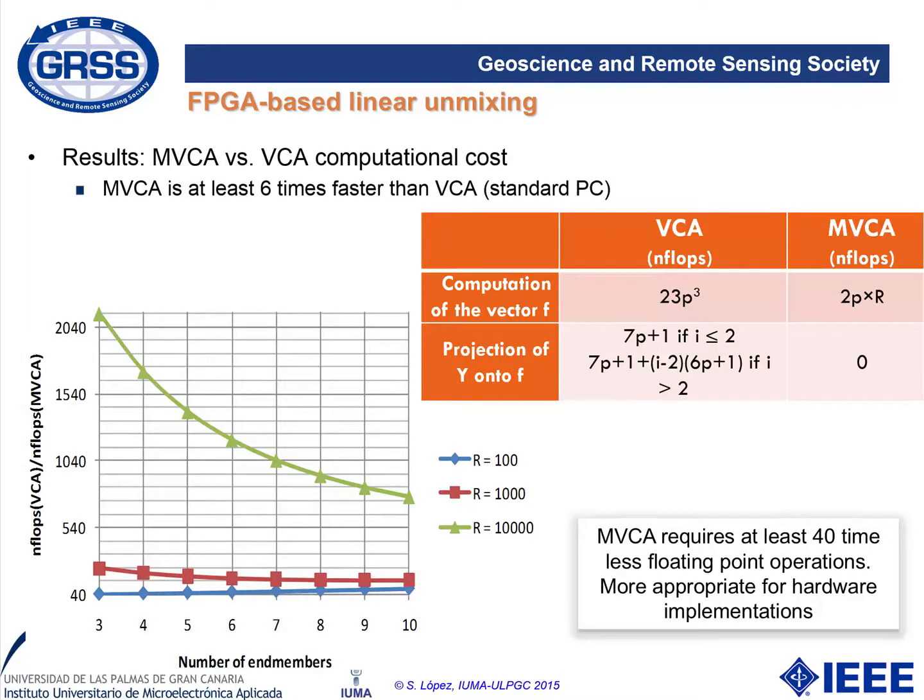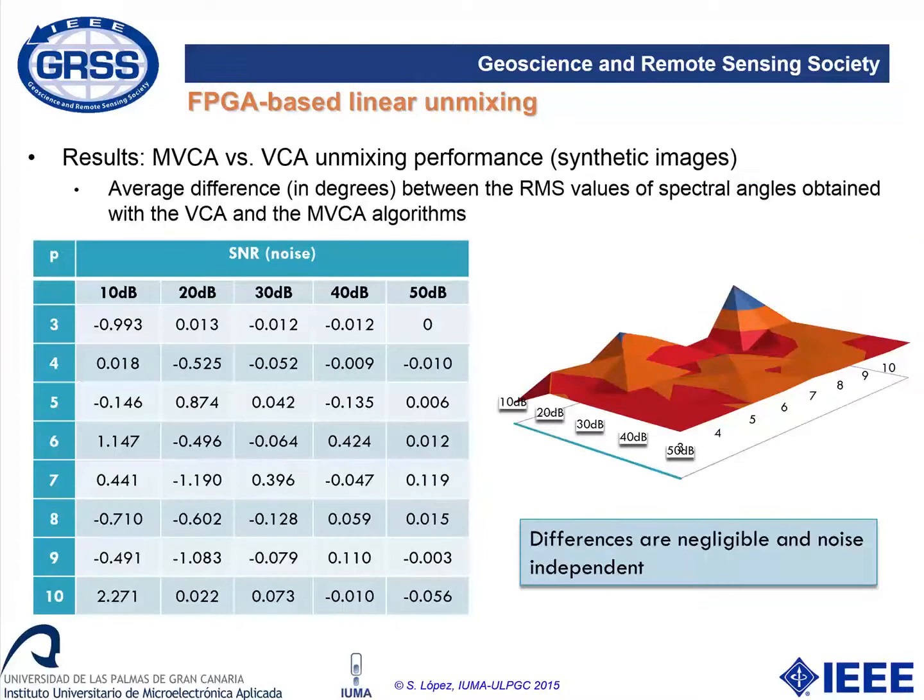Of course, as I said before, you have to test this with images in order to test the unmixing performance that you are getting. So we tested with synthetic images in which we know the results in advance. And basically what we are trying to say here with this graph is that independently of the number of members and on the noise of the image, the results were more or less the same. I mean, the difference between the MBCA and the BCA were in fact negligible and noise independent.